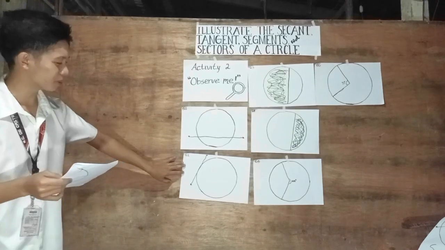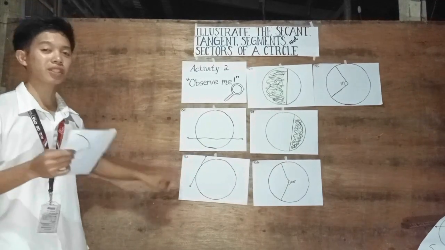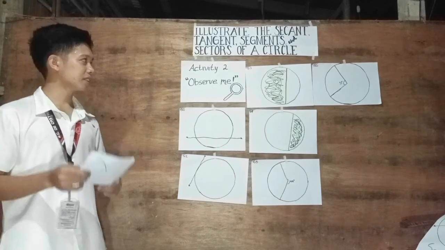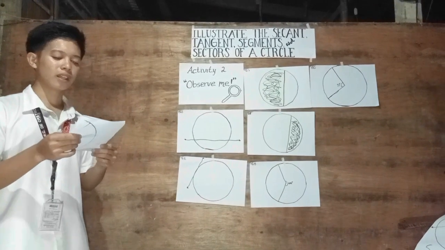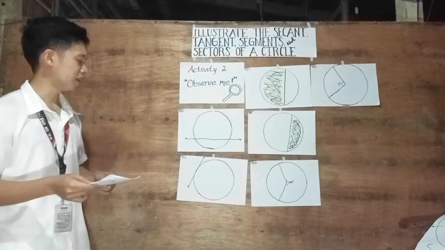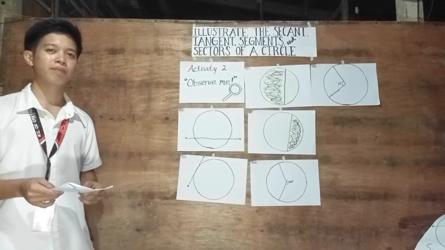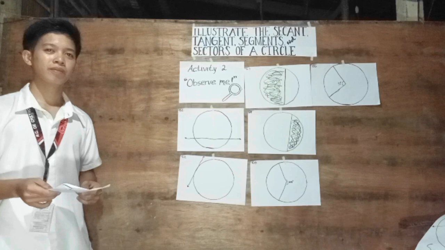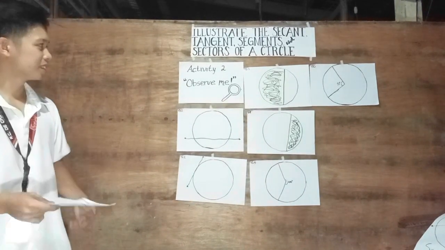So, for group number 2, this is an example of tangent of a circle. Based on your observation from group 2, how will you define tangent of a circle? For group number 2, Miss Añonuevo, how will you define tangent of a circle? A line that touches the circle at a single point is known as a tangent to a circle. The point where the tangent meets the circle is called the point of tangency. Okay, that's good. Tama po yung mga sagot nyo.